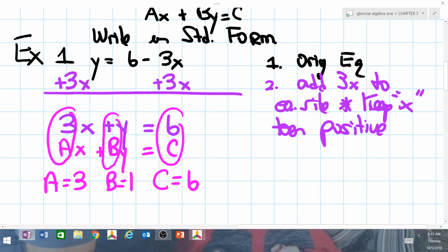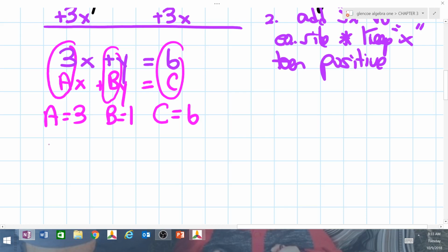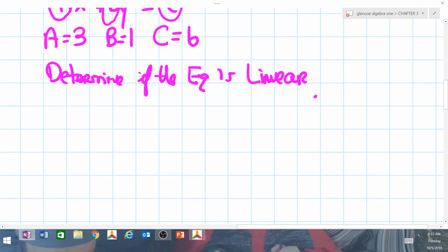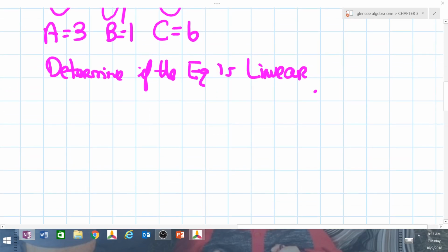So let's look at a couple and determine if the equation is linear. And remember, by definition, it's linear if it can be written in Ax plus By equals C form.